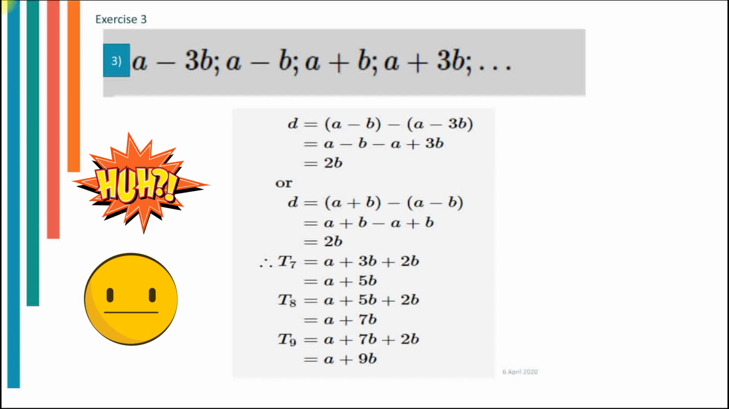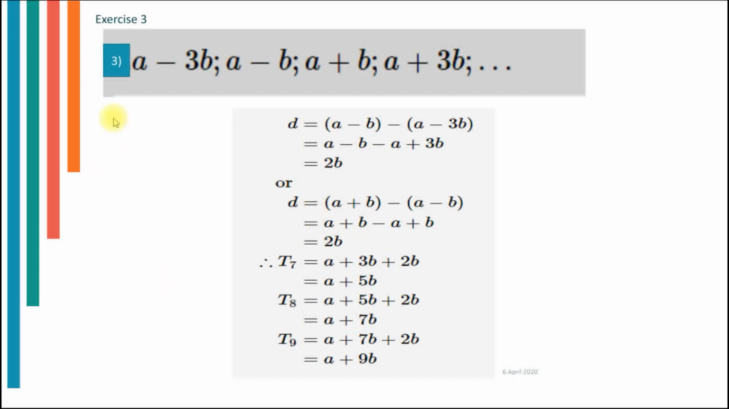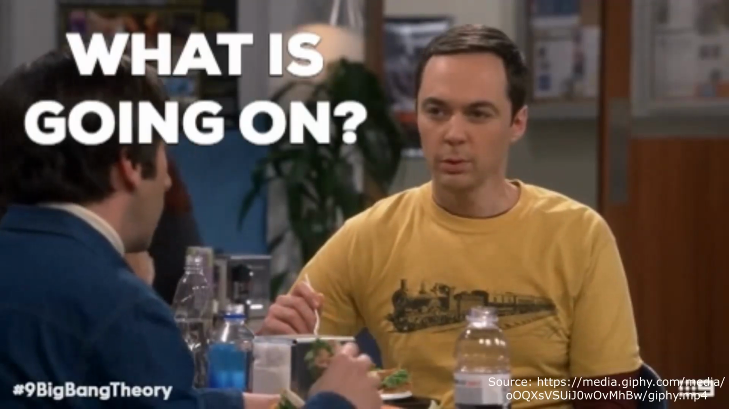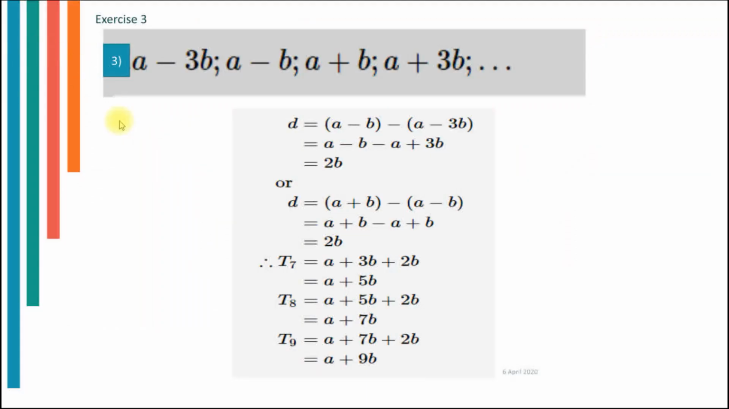Right, let's look at this one. This is sort of interesting, but let's see. Exercise 3, we're still doing the same thing. We need to get the 7th term, the 8th term, and the 9th term. Now they didn't give us numbers, guys. They gave us letters, variables. What is going on? Okay, let's look at it.